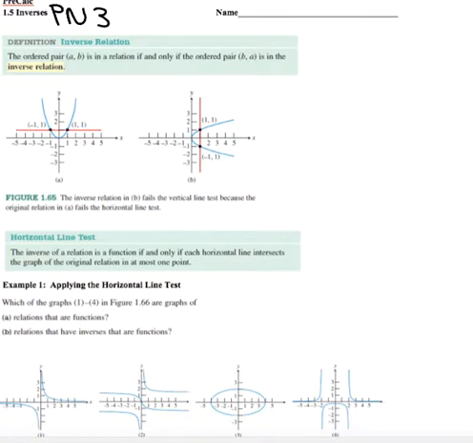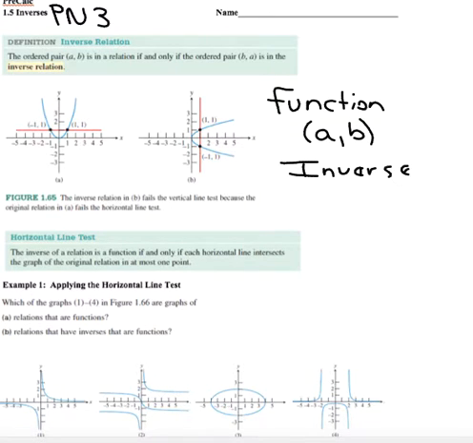The definition of an inverse relationship is written there. It says the ordered pair AB is in a relation if and only if the ordered pair BA is in the inverse relation. And while that is written kind of general and theoretical, I'm just going to make sure you hear the nuts and bolts, which is that if your function has AB as a point, then the inverse function, if it is an inverse, will have the point BA.